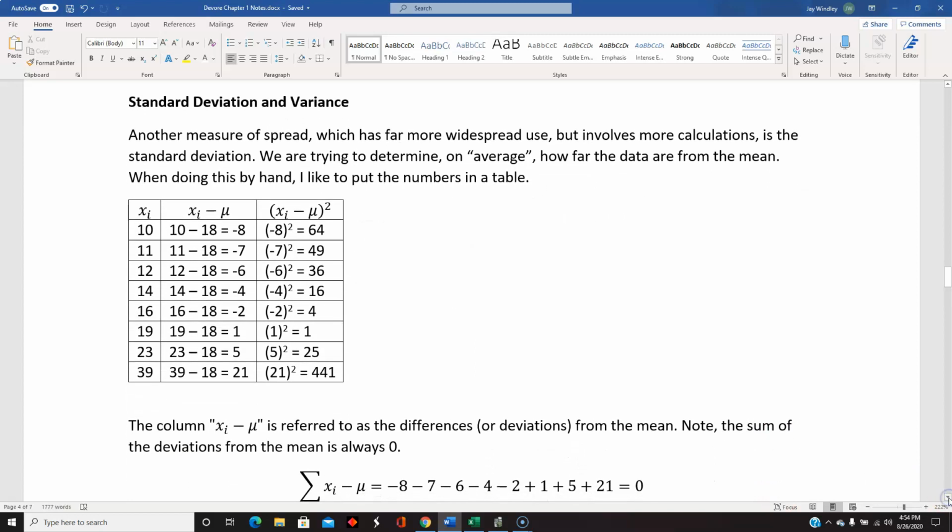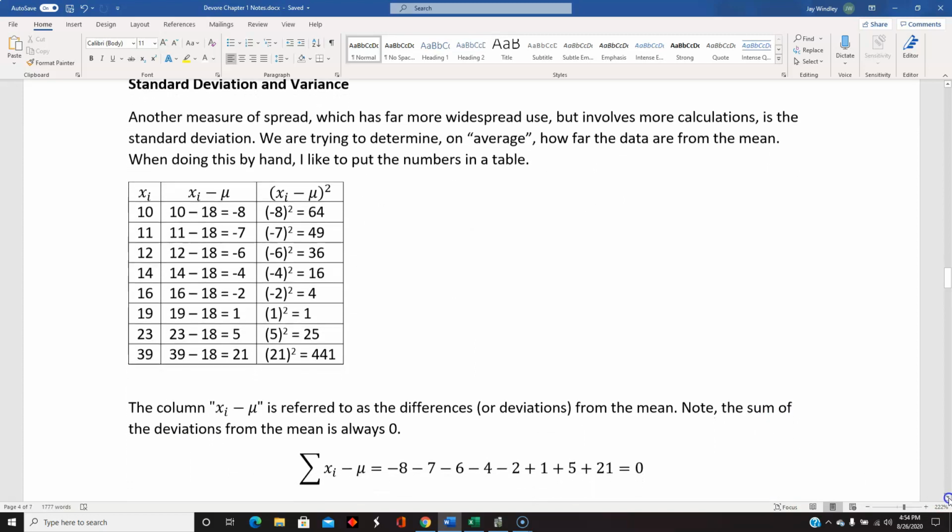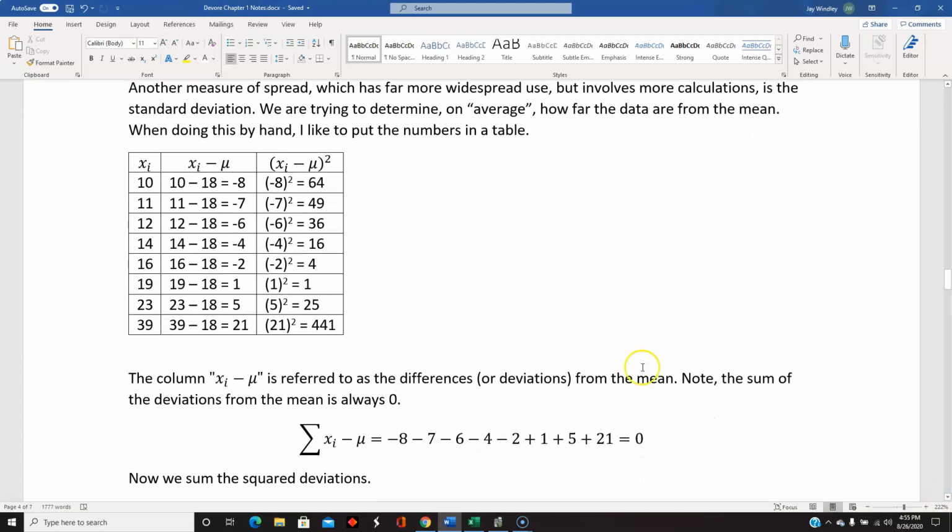Interesting note that the sum of the deviations from the mean is always 0. So if you combine these numbers, -8, -7, -6, and so on, that will always add up to 0. So you can't find the average distance from the mean by adding up the deviations from the mean, because the deviations from the mean will always add up to 0.